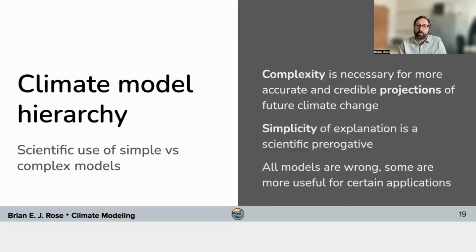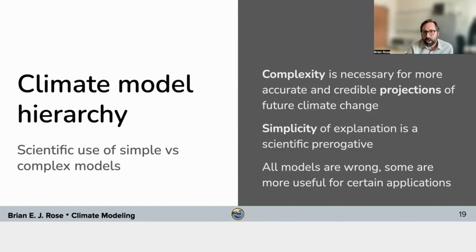But I want to talk a little bit about the shape and size of climate models as they exist across the spectrum of complexity that the scientific community works with. So complexity is necessary, right? The climate system is an extraordinarily complex system. And one of the key roles of climate models is to quantify credible projections of future climate change.